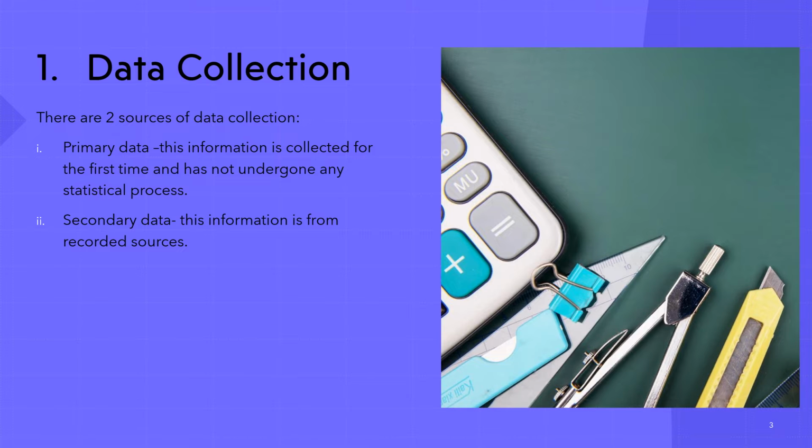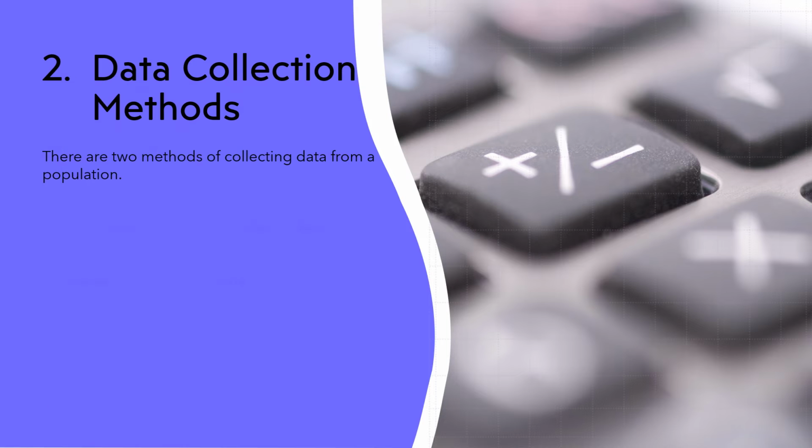Data collection is referred to as gathering information from various sources, and there are two main sources of data collection. One is primary data. Information is collected for the first time, and this information does not undergo any statistical process. And then 2, we have secondary data. This is whereby information is collected from recorded sources, for example, books and reports.